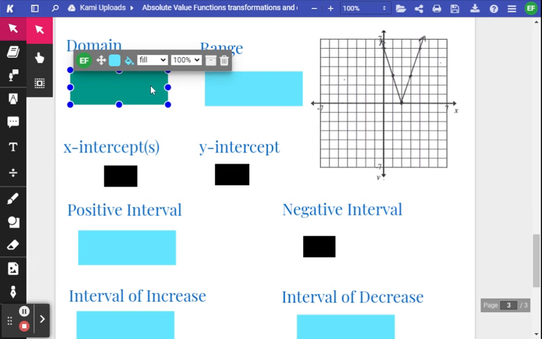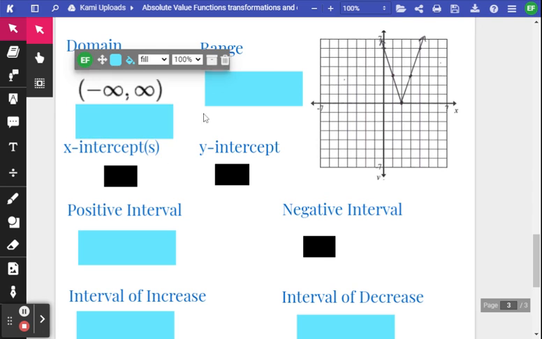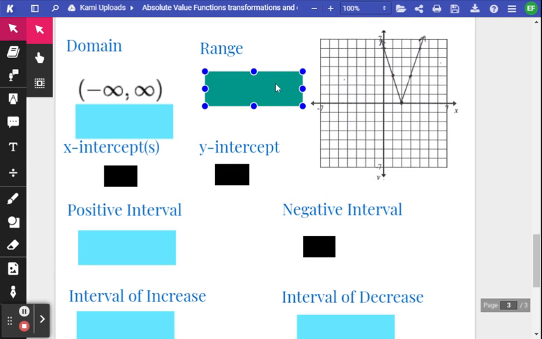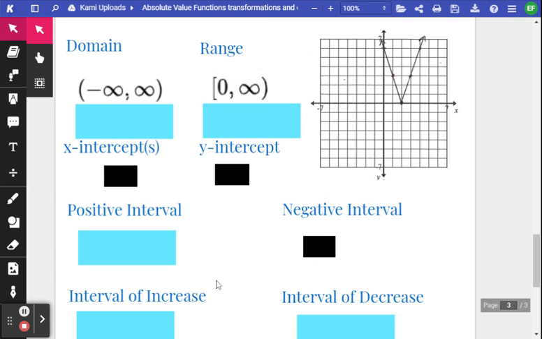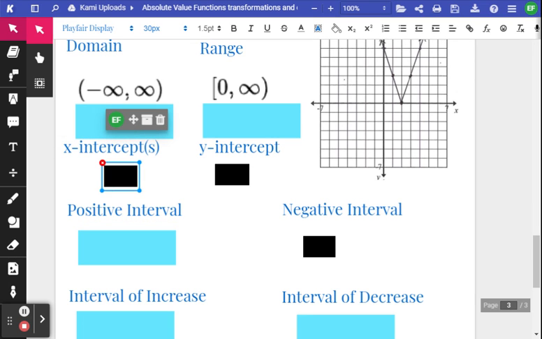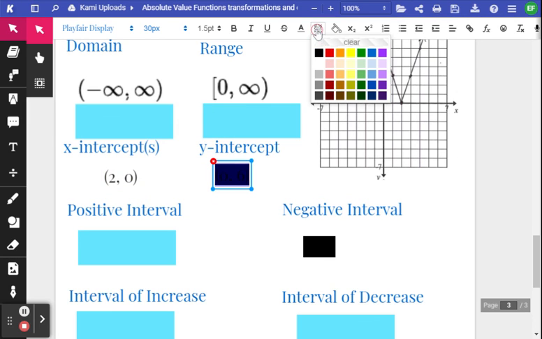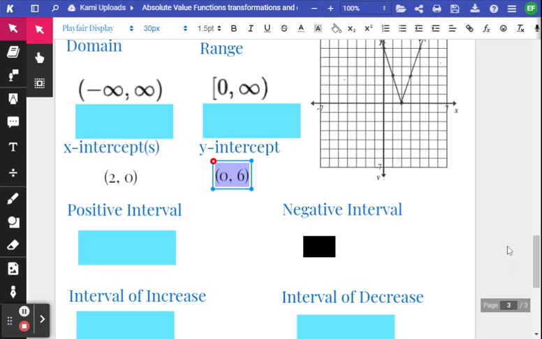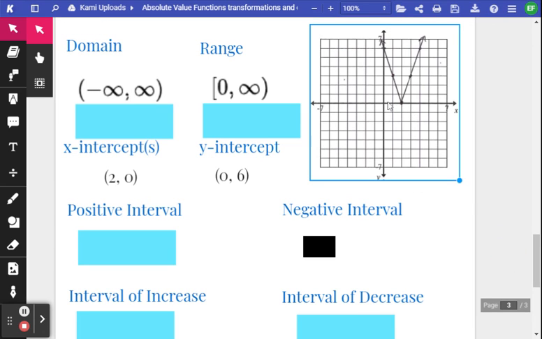Domain. Ready? Our domain is going to be, see if you got it, negative infinity to positive infinity. Range is 0 to infinity. X-intercepts are going to be located at 2, 0. Our y-intercept, make sure you wrote that as a coordinate, please, is at 0, 6. This one was an easier problem because it was right on the grid.